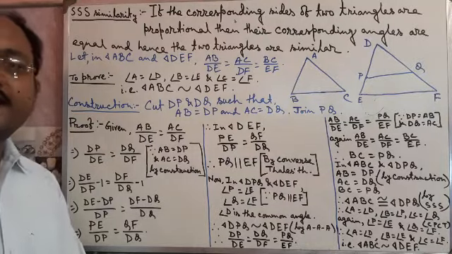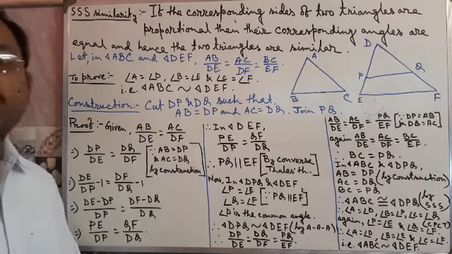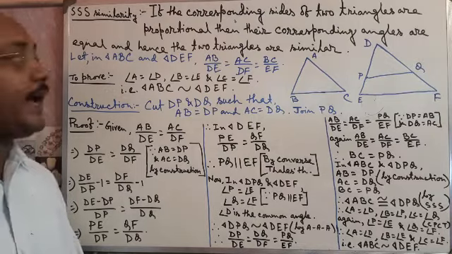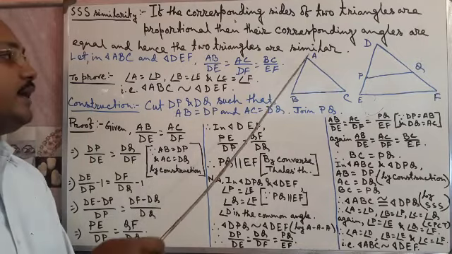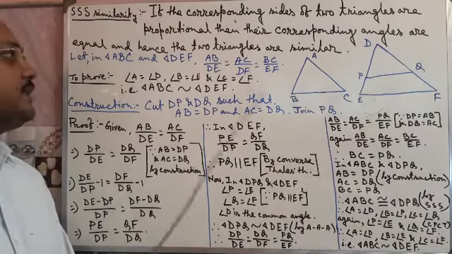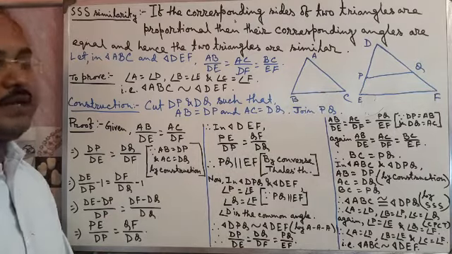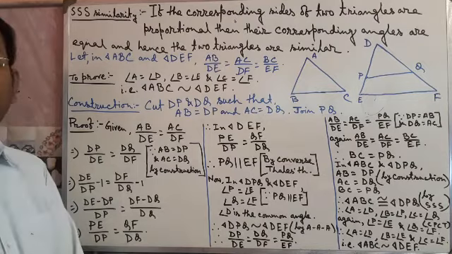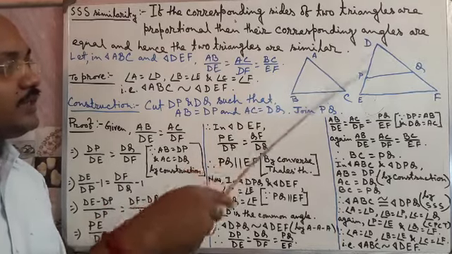Now, side similarity criteria. If the corresponding sides of two triangles are proportional, that means in equal ratio, then we can say that their corresponding angles are equal, that is, the two triangles are similar. Here let triangle ABC and triangle DEF be such that AB by DE is equal to AC by DF is equal to BC by EF. That is, the ratios of the corresponding sides are equal. Already it is given.